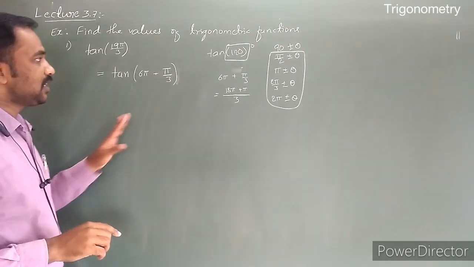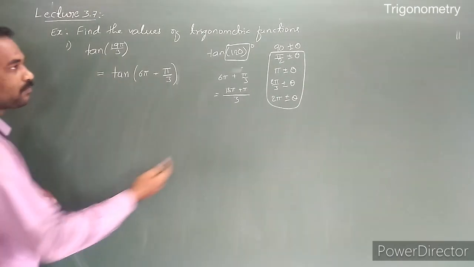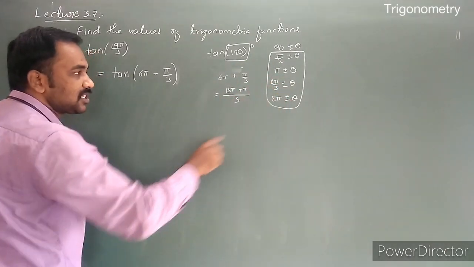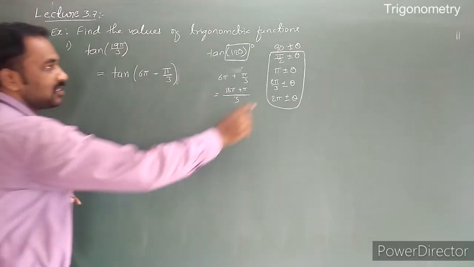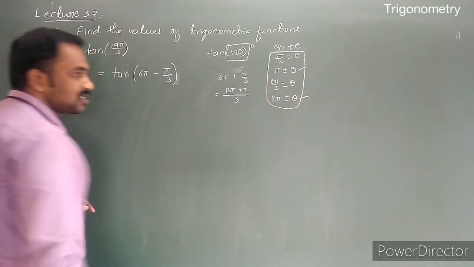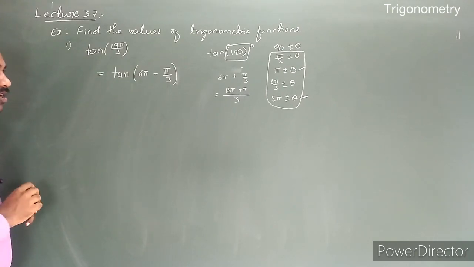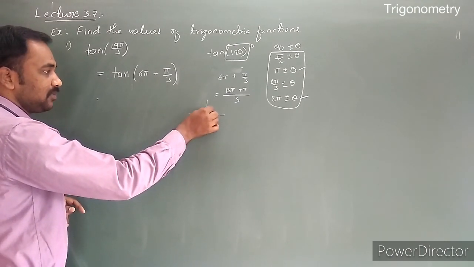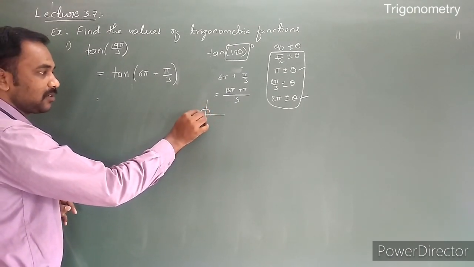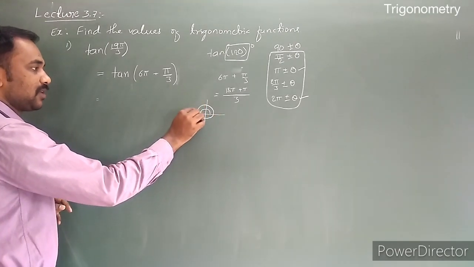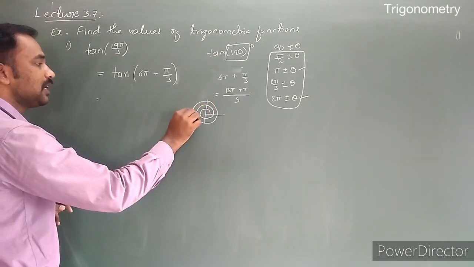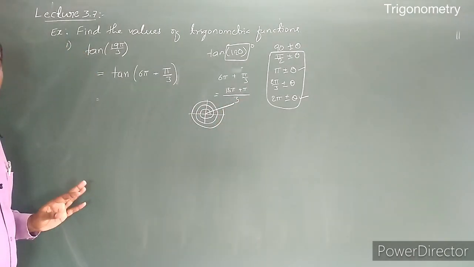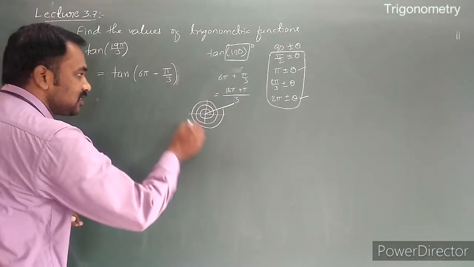Now tan of 6 pi plus pi by 3. Which of the forms is this: pi by 2 plus or minus theta, or pi plus theta, 3 pi by 2 plus theta, or 2 pi plus theta? Either you can take 180 plus theta or 360 plus theta. Here, observe that we can take a value. It is 1 pi, 2 pi, 3 pi, 4 pi, 5 pi, and 6 pi plus pi by 3. That means where is the angle? The angle is in the first quadrant. So this is one way.